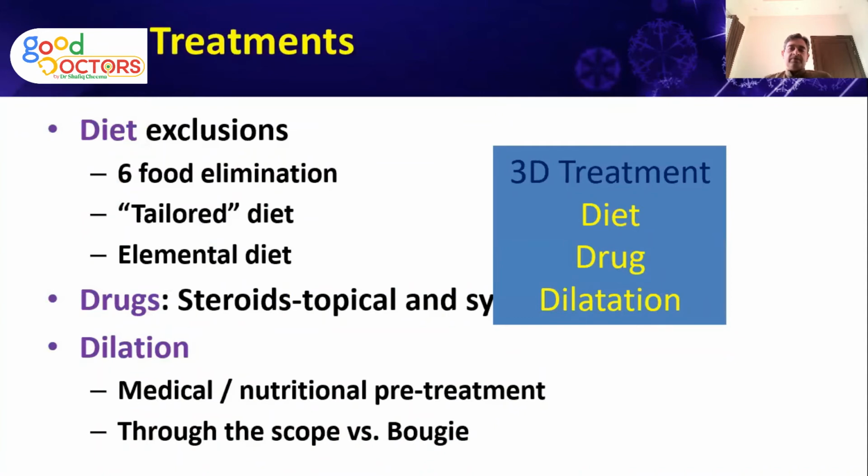So how do we treat these patients? Treatment is 3D treatment. 3D means diet, drug, and dilatation. These are the three options we have, and we use them obviously in a sequence.